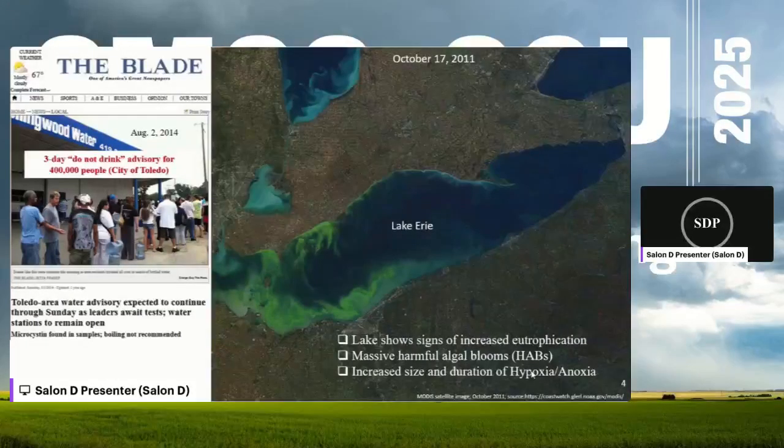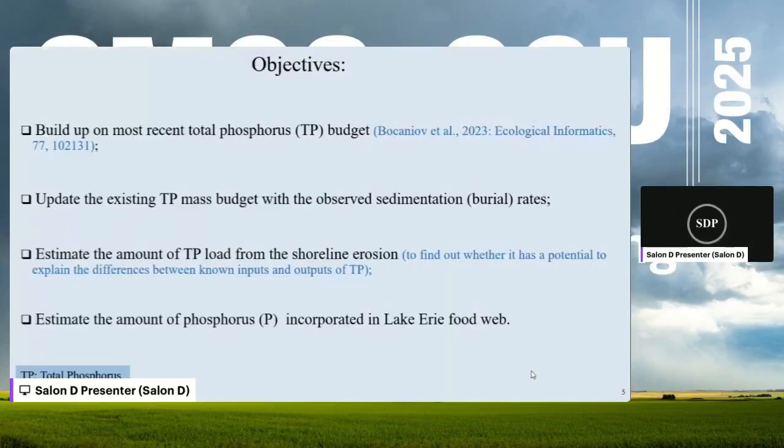And those eutrophication symptoms are numerous, but the most important are the toxic, massive, harmful algal blooms, cyanobacterial harmful algal blooms, and also increased size and duration of hypoxic and anoxic areas in the central basin. And in the central basin, the hypoxic zone, hypoxic being a low dissolved oxygen zone near the bottom, is the largest known in freshwater systems. So the reason for this was not very clear.